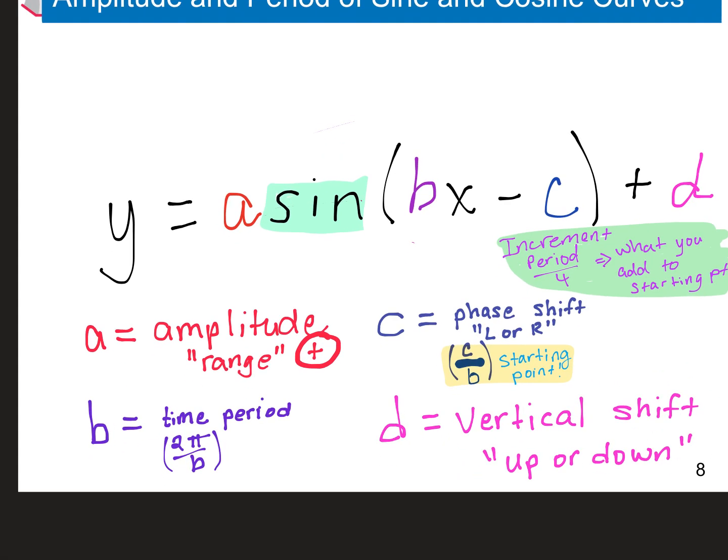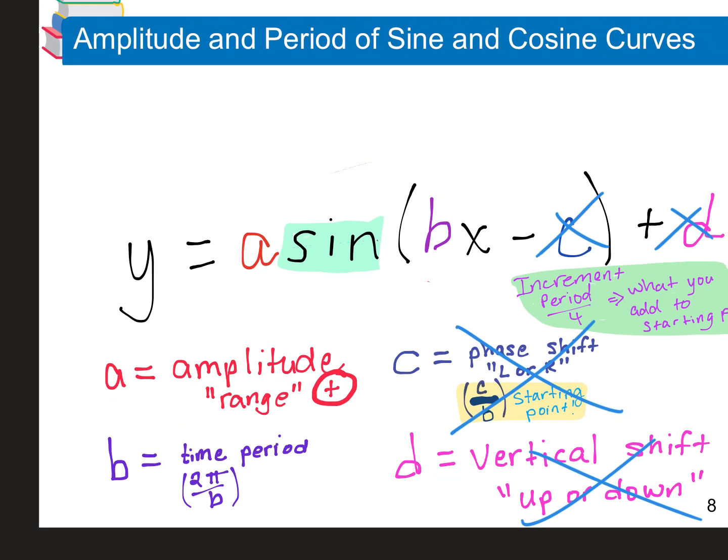You guys don't have to worry about phase shifts or vertical shifts up and down. We're not going to do those. So don't worry about the C and the D here. You'll see that in pre-cal. What you need to identify is A, the amplitude. That's how high or low the graph goes. Whatever that number is, that's the amplitude. It's not negative, it's the absolute value of it. So if it's -7, that just means it goes up to 7 and down to -7.